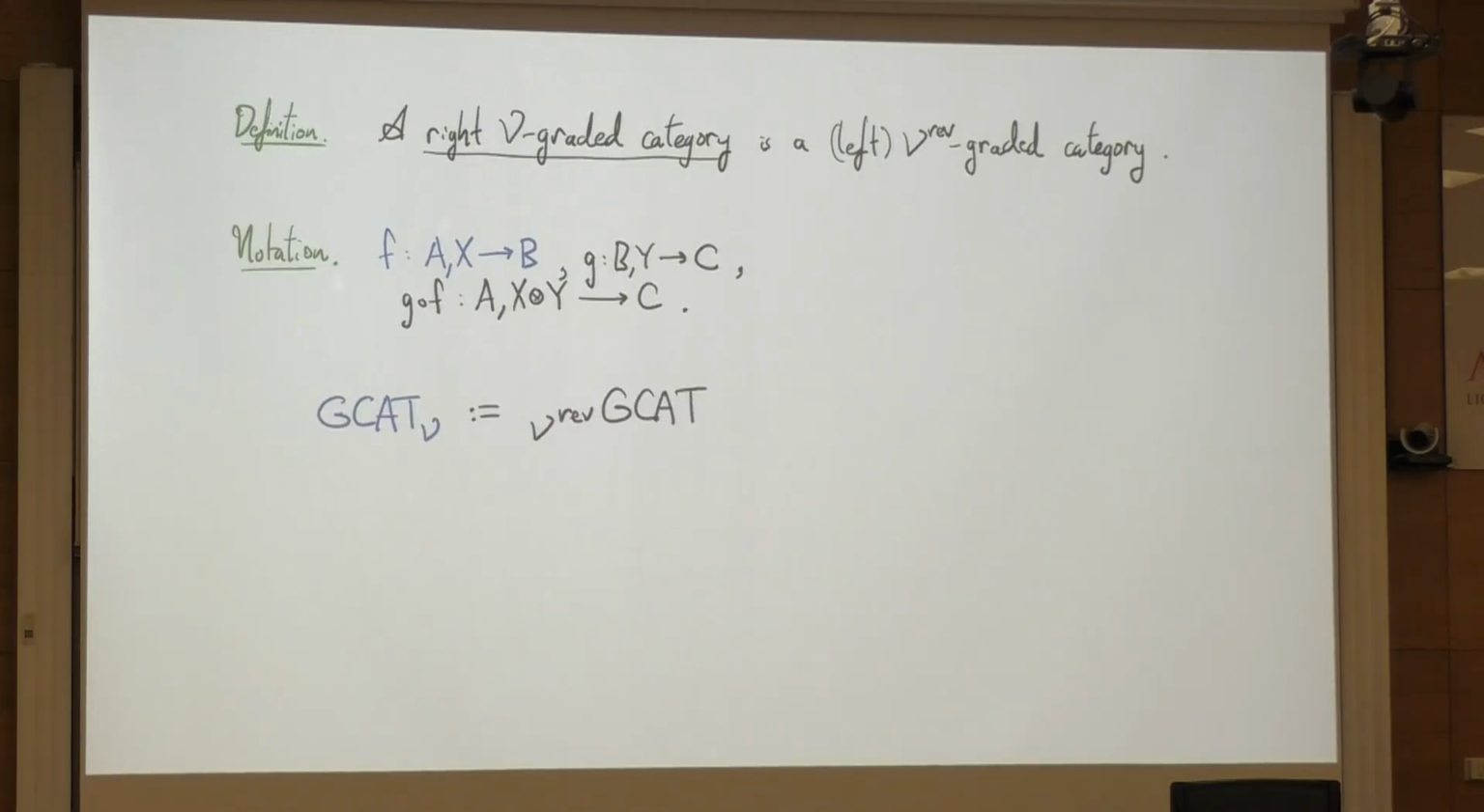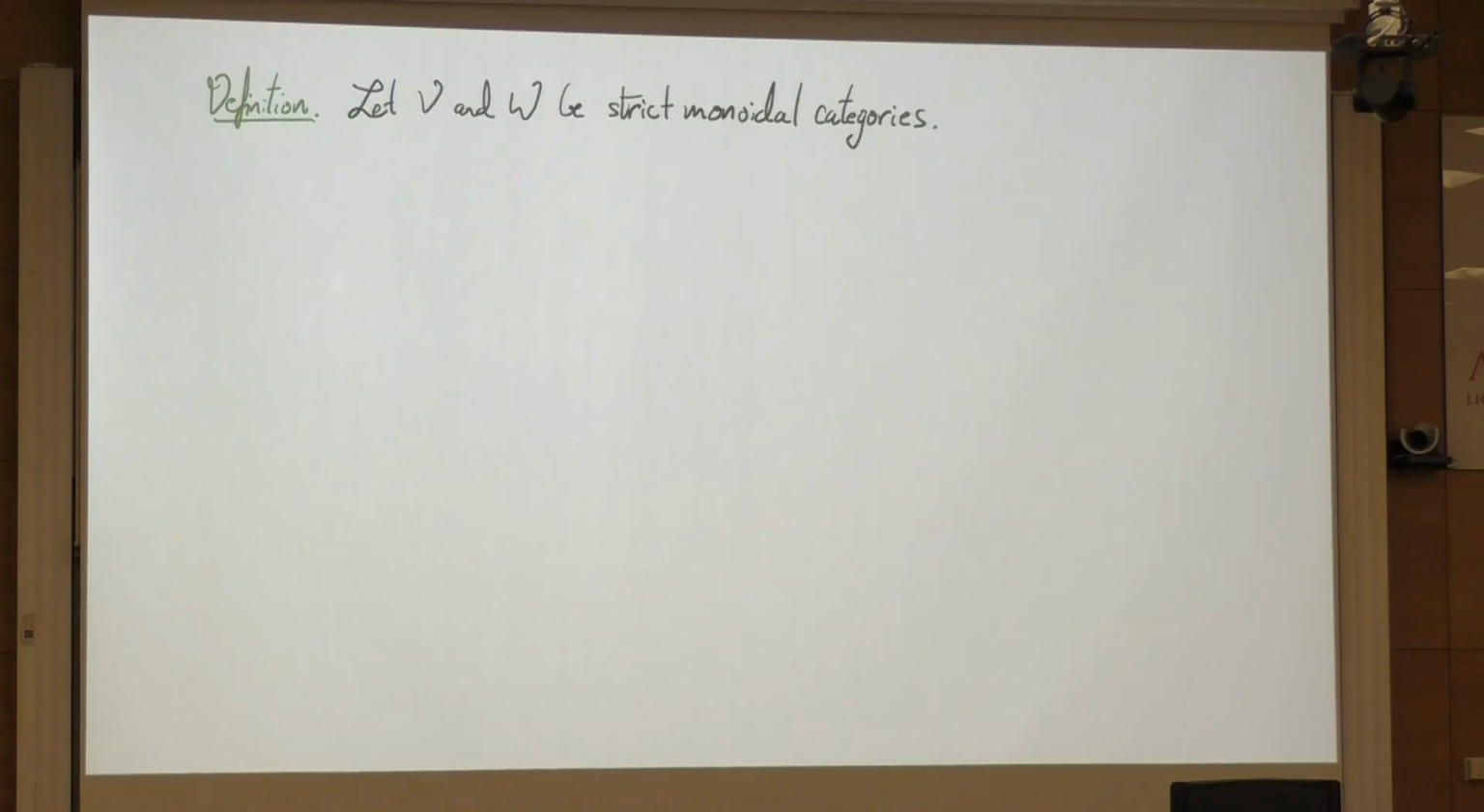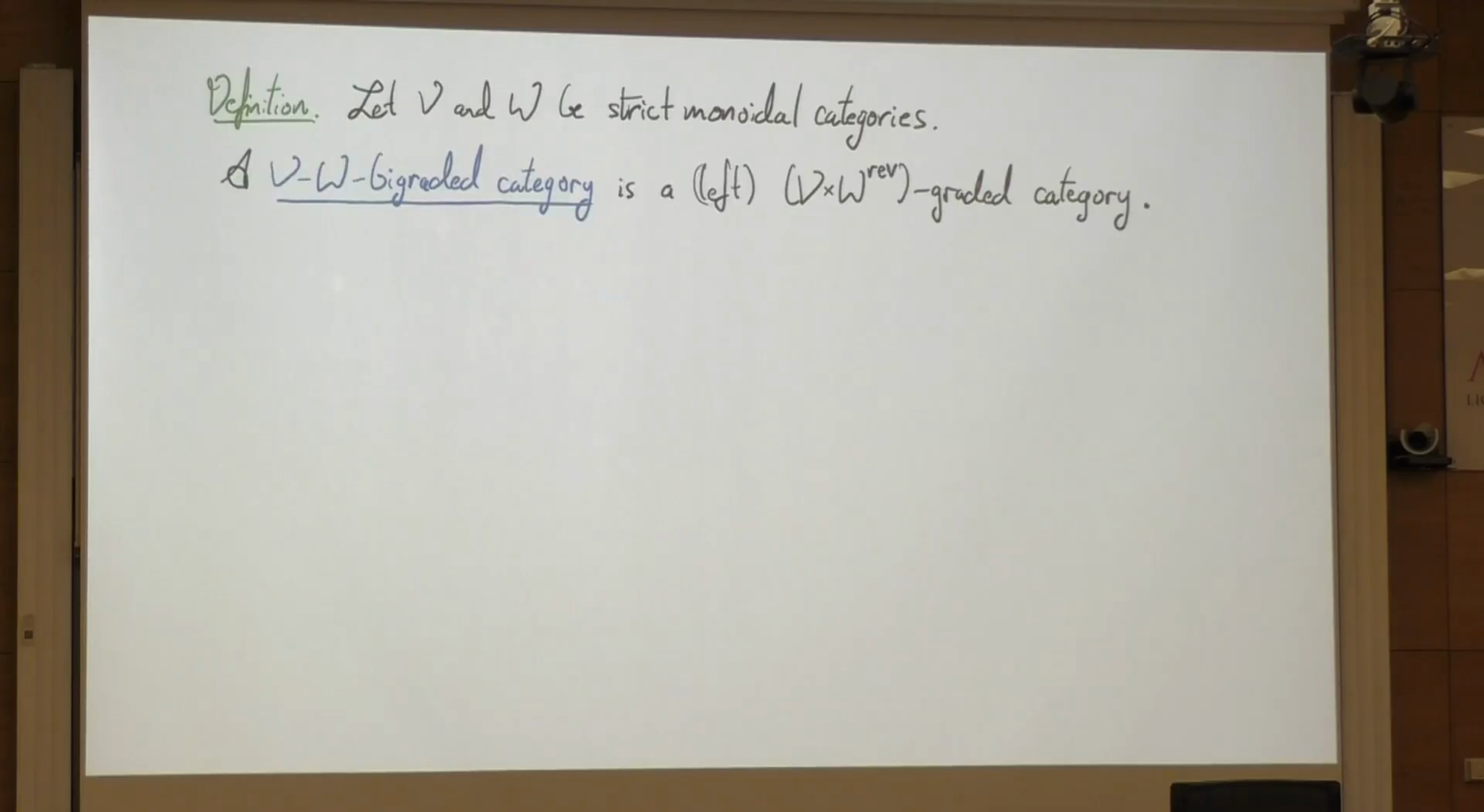The two category of right V-graded categories can be defined as the two category of left V-rev graded categories. And here we call the one cells right V-graded functors. Okay, now we'll look at a two-sided version of this. Let V and W be strict monoidal categories, and we'll assume this through the remainder of the talk. A V-W-bigraded category I define to be a left V times W rev graded category.